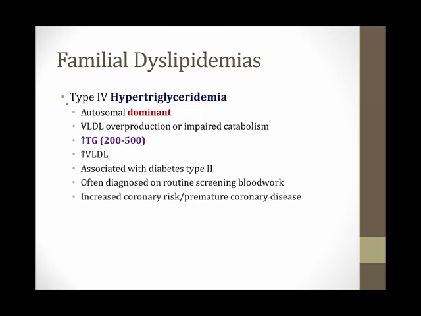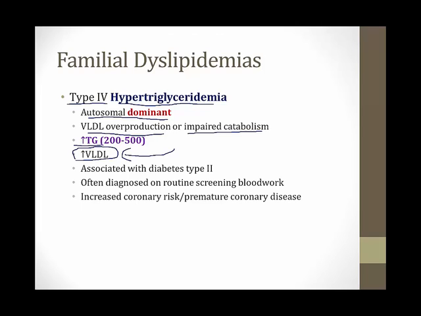The last familial disorder is a type 4. This is also called hypertriglyceridemia. This is also an autosomal dominant condition, and the problem in people with a type 4 disorder is that they have too much VLDL in the plasma. This may be because VLDL is overproduced, or it may be because it's not broken down appropriately, or it may be for both reasons.